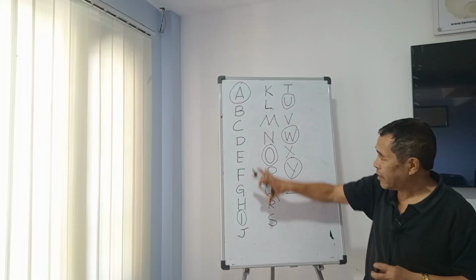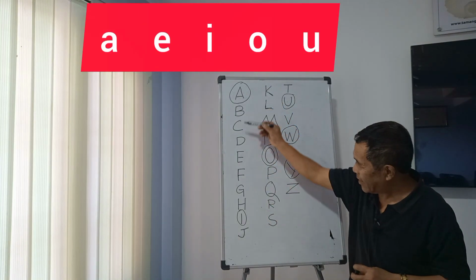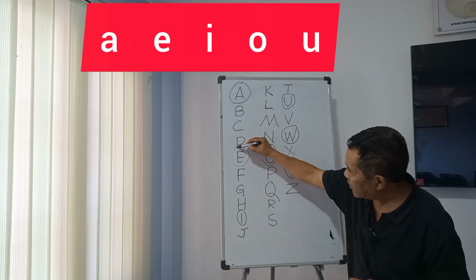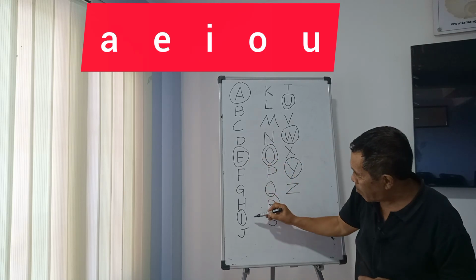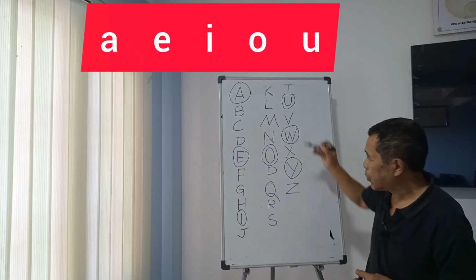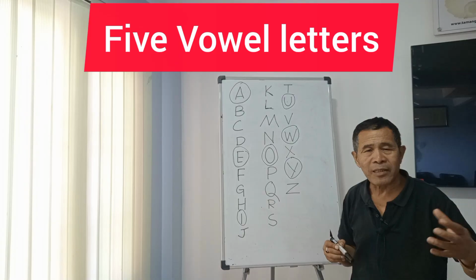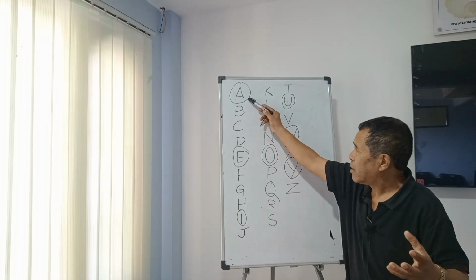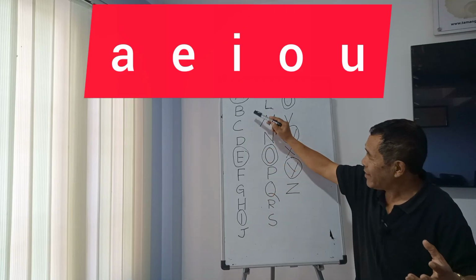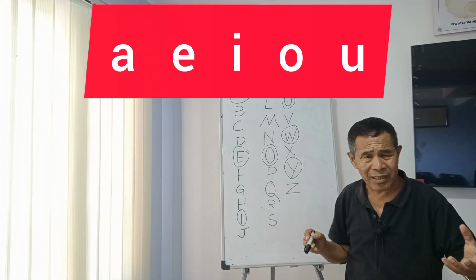So here A, E, I, O, U. These are the 5 vowel letters in the English language. Why do we call them vowel letters?